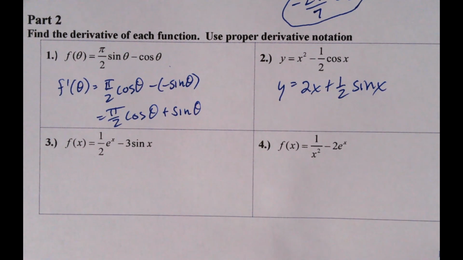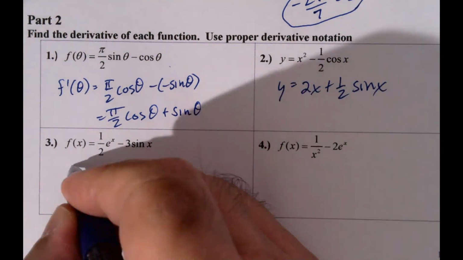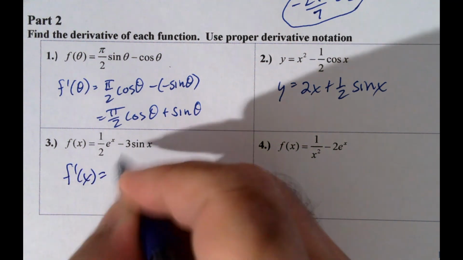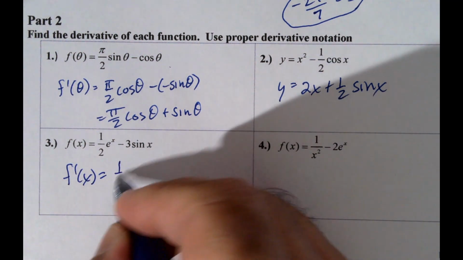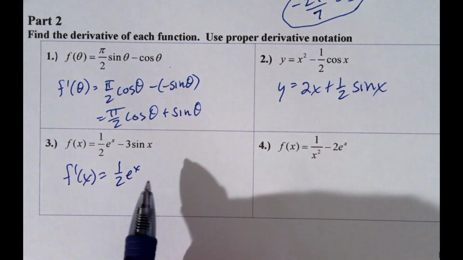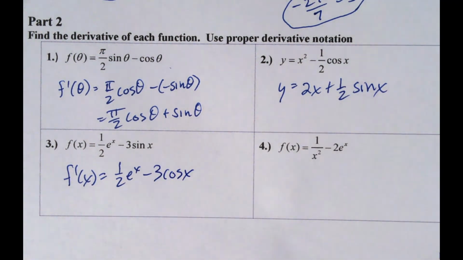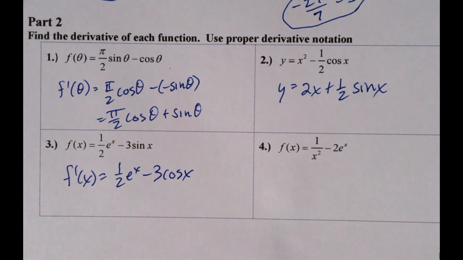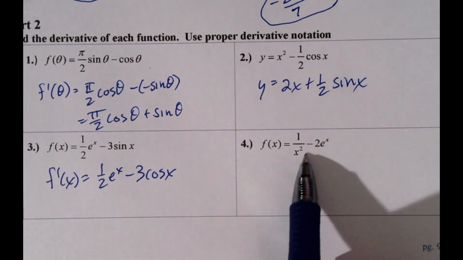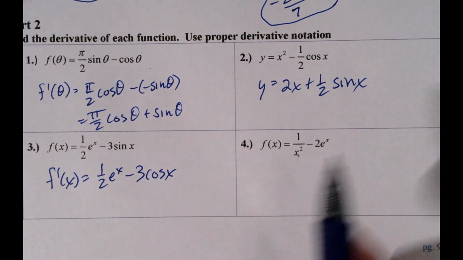All right. Number 3. We learned that the derivative of e to the x is itself, so that doesn't change. Derivative of sine is cosine, so it's just cosine. That's it.